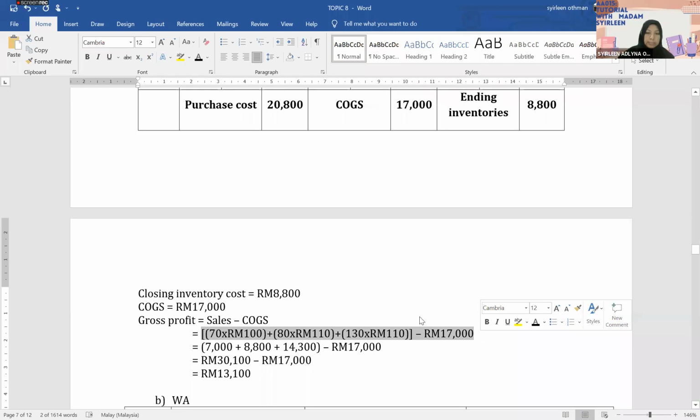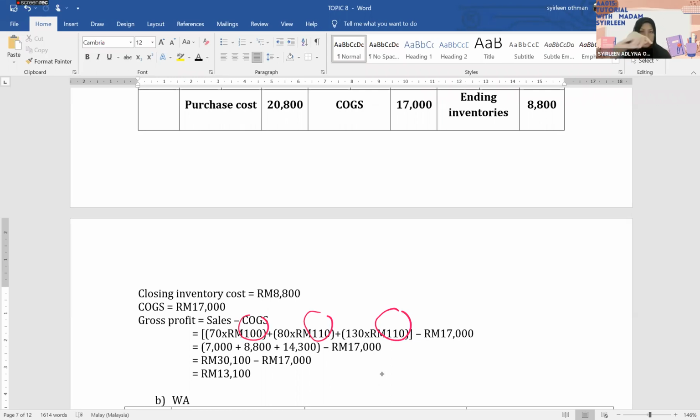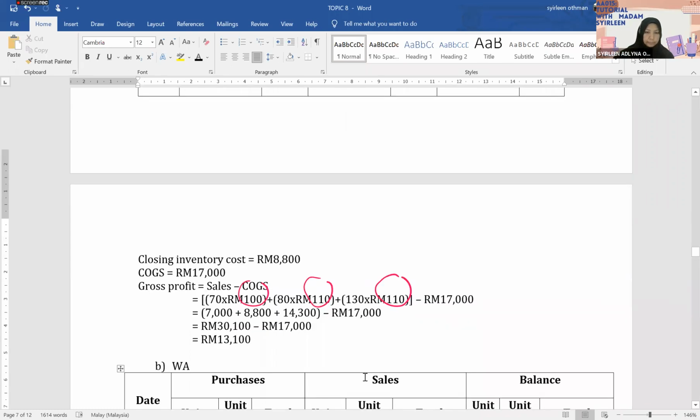Okay, yang di sini, ini kita ambil selling price. Selling price tengok dalam jadual. Okay, dia tak sama dengan harga yang kita jual dalam table. Sebab table tadi tu saya catat pada harga cost. Okay, alright. So, your gross is 13,100.